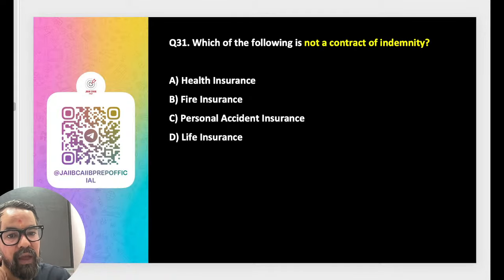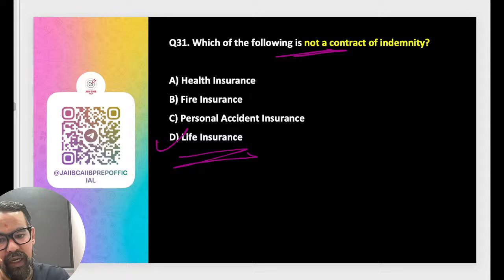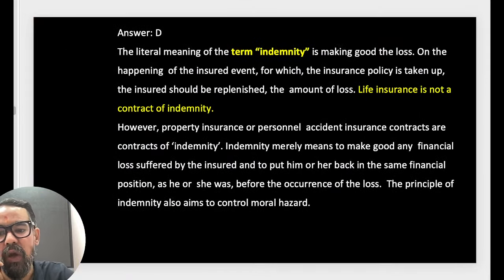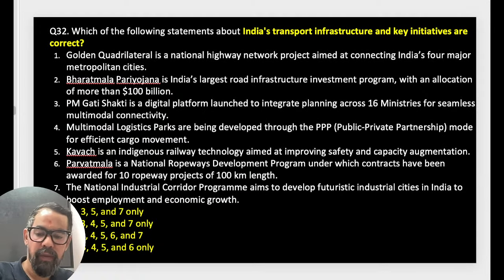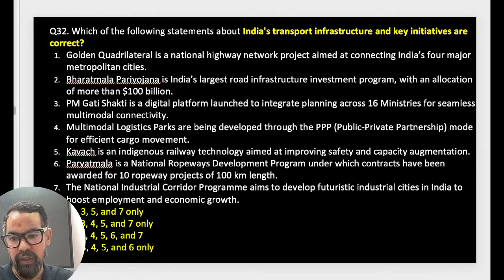This is a half marks question, not a contract of indemnity, life insurance. Life insurance is not a subject of contract of indemnity. Next one. Okay, please quickly go through this question and submit your answers.